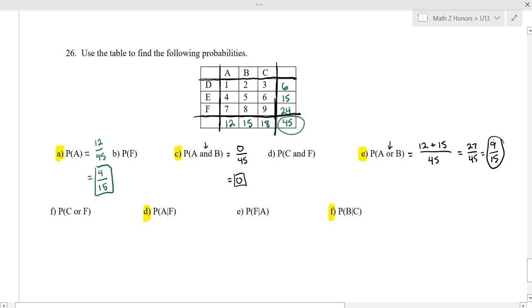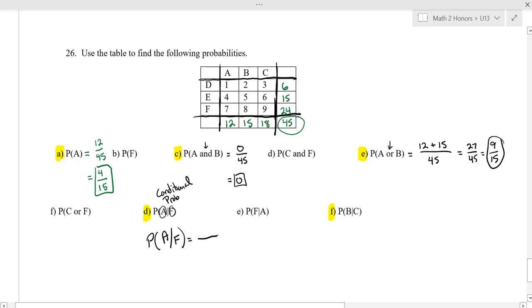On D, we got this new notation. We got this little fraction symbol here. It's what we refer to as conditional probability. We'll talk more about that later, but I'll write it here. It's saying find the probability of A, but not out of the grand total, just out of F. So don't look at all 45. Look at how many belong to F. I'm going to rewrite this. So probability of A given F is the way we say that.